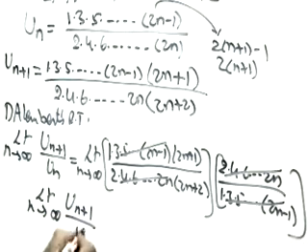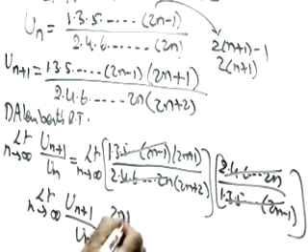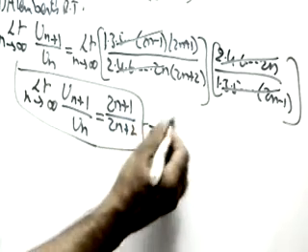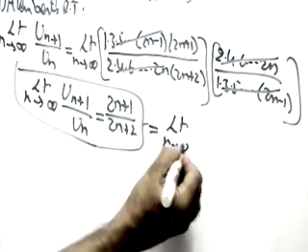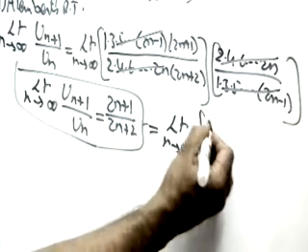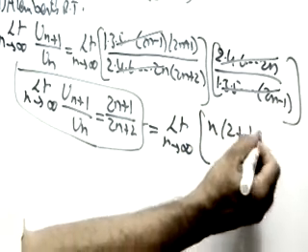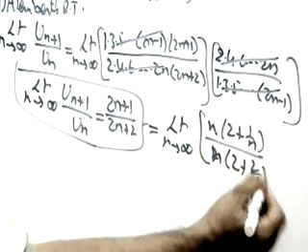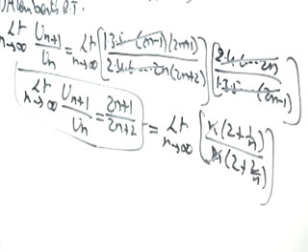Limit n tends to infinity, u(n+1)/u(n) is (2n+1)/(2n+2). Note this, I will use it afterwards. Now let me take n common. If you take n common, limit n tends to infinity, the numerator becomes 2 plus 1 by n, and here also if you take n common, it will be 2 plus 2 by n.